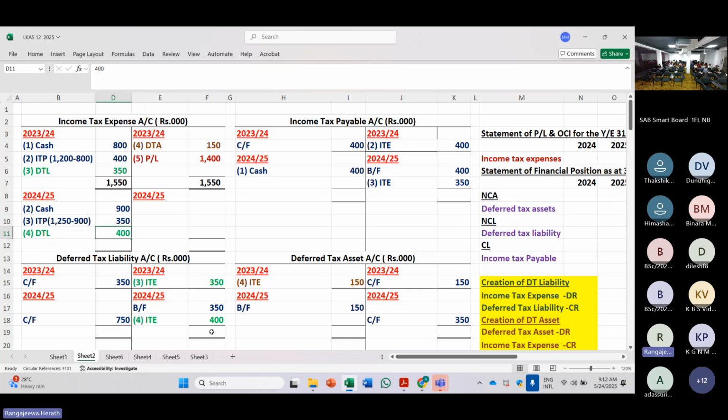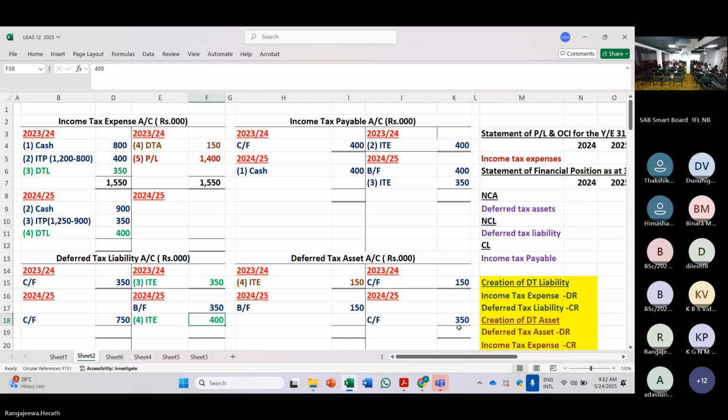You will be given, when you calculate, the deferred tax asset or liability year-end balance. 31st March 2025 balance. That is 750. Opening balance 350. So 350 increased to 750. This year creation of deferred tax liability 400.